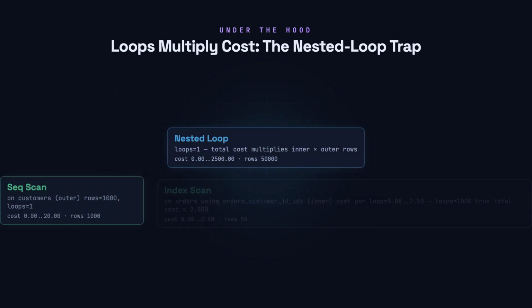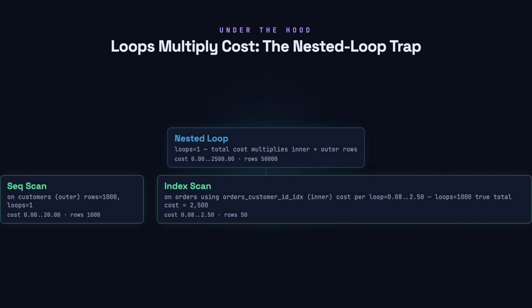The inner index scan looks almost free at 0.28 cost units per lookup. But that cost is per loop. With 10,000 outer rows, the inner node executes 10,000 times, multiplying that tiny cost into the dominant expense of the entire plan.